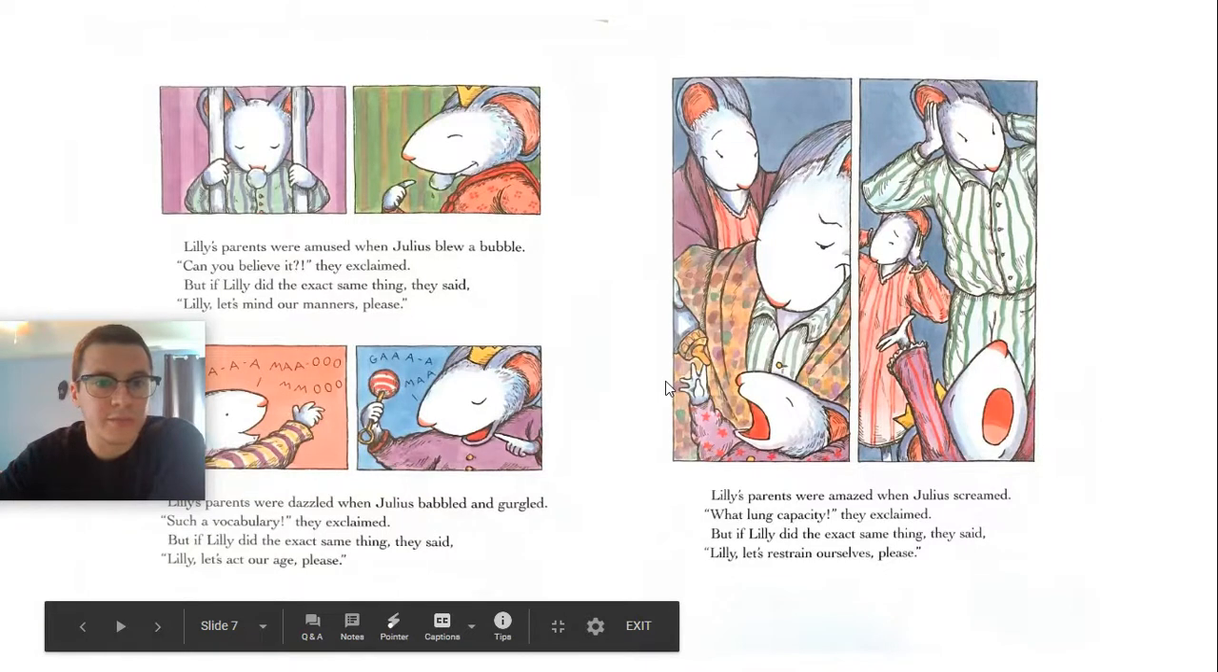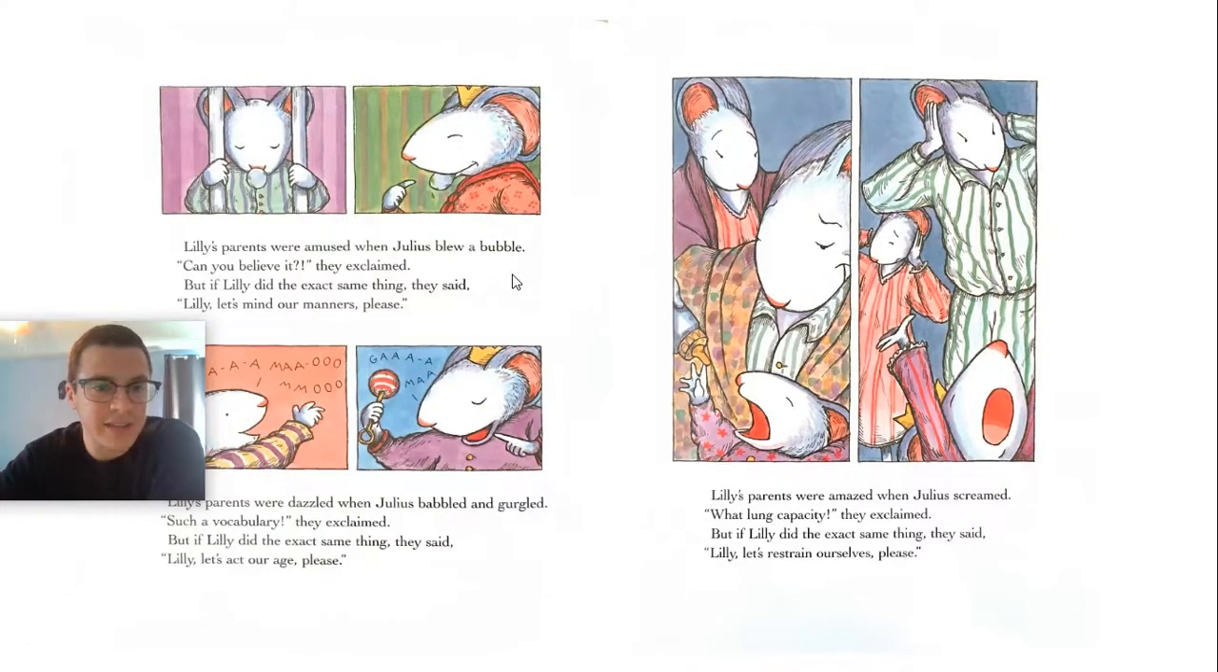Lily's parents were amused when Julius blew a bubble. Can you believe it? They exclaimed. But if Lily did the exact same thing, they said, Lily, let's mind our manners, please.